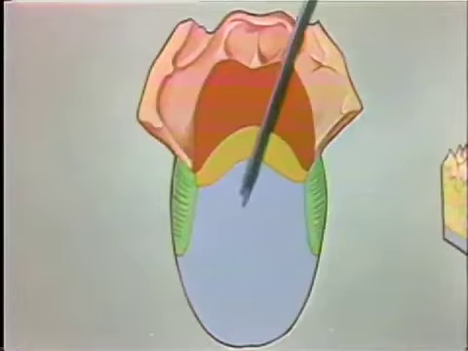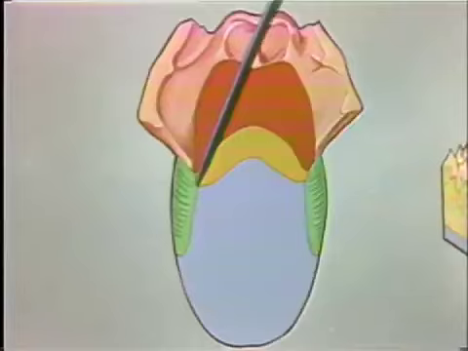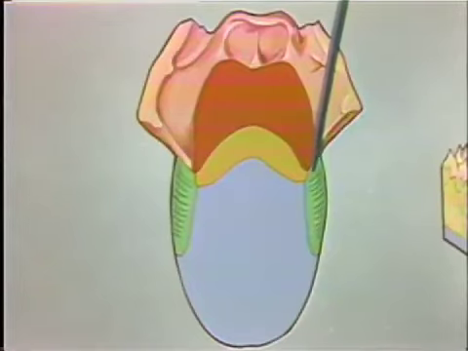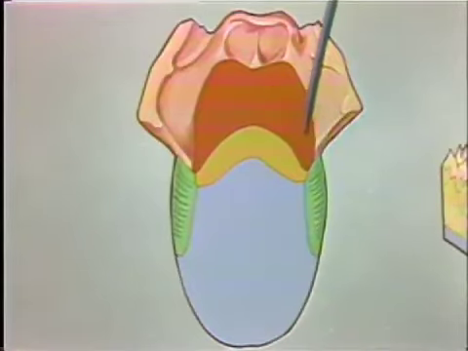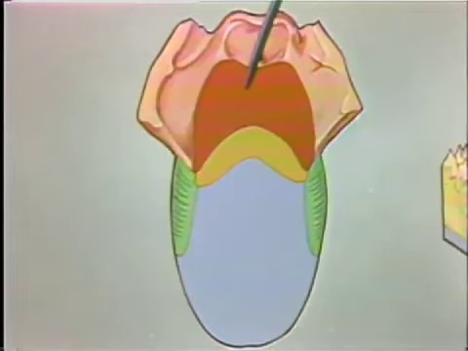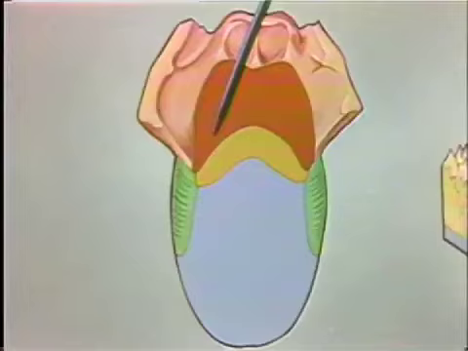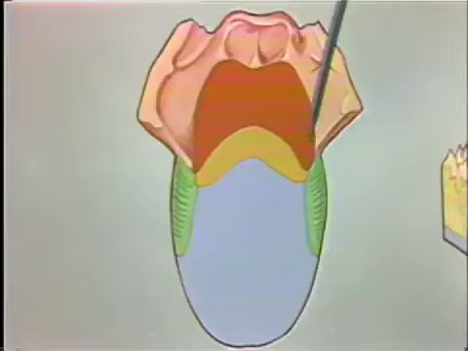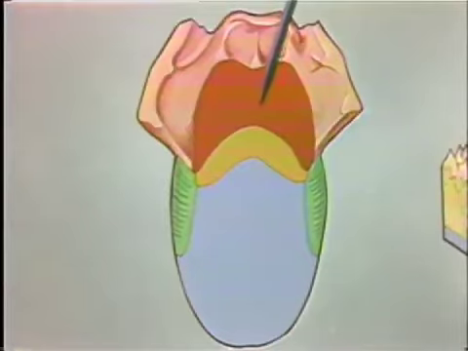Laterally on both sides, in the green areas, are the foliate papillae, which are important because they contain lymphoid tissue in varying degrees, which may be difficult to distinguish from disease process. In the more posterior area of the pointer at this time, we see the lymphoid tissue, or the area of the tongue containing lingual tonsil.